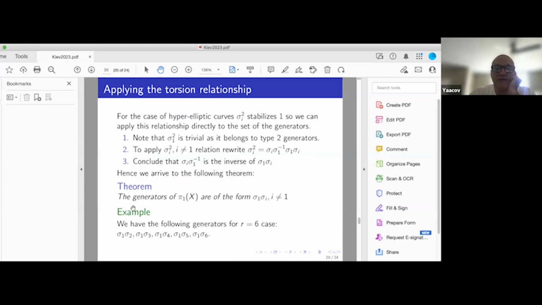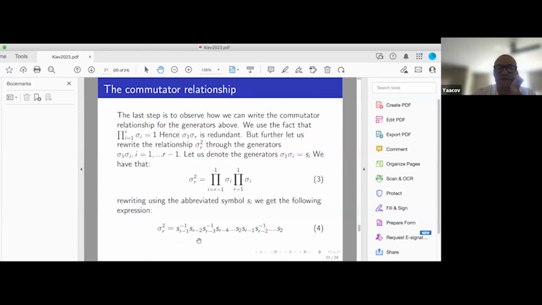So the theorem is that the generators of pi 1 of X are of the form sigma 1 sigma I, with I not equal to 1. Now we have the following generators for the r equals 6 case: sigma 1 sigma 2, sigma 1 sigma 3, sigma 1 sigma 4, sigma 1 sigma 5, and sigma 1 sigma 6. The last step is to observe how we can write the commutator relationship for the generators above. First of all, we use the fact that the product of sigma I equals 1, and hence the last one, sigma 1 sigma r, is redundant.